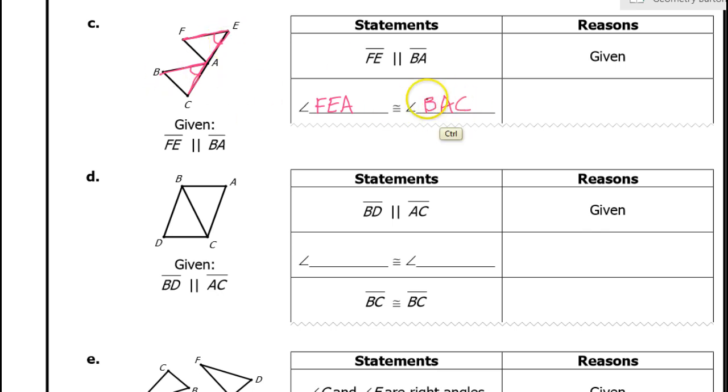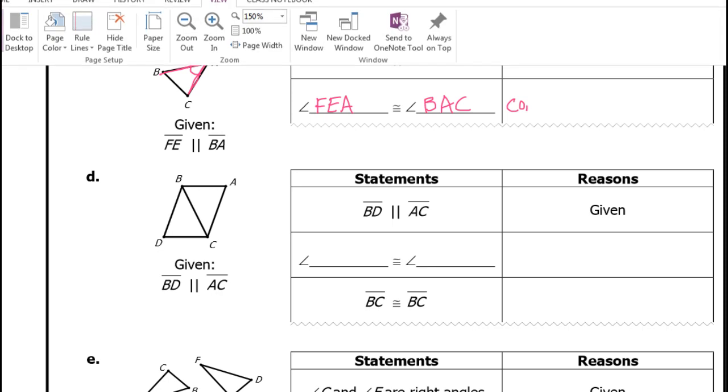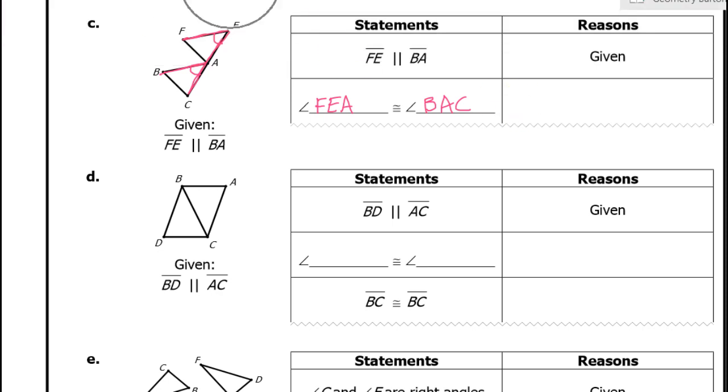Now these are corresponding angles, so the reason that we put when we come up with corresponding angles is the corresponding angles postulate. And normally I abbreviate this, but I think I'll write it out just to make sure everybody knows what I'm talking about. All right, corresponding angles postulate.